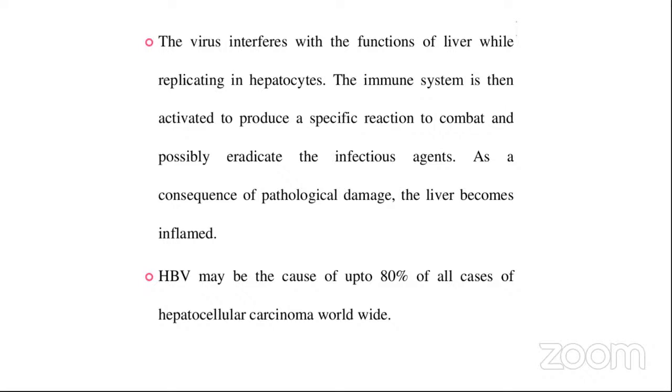So this hepatitis B virus may cause up to 80% of all cases of hepatocellular carcinoma worldwide. Okay, so hepatocellular carcinoma. All of you know that viruses have the ability to develop and interfere with our genetic material, and it may also result in liver cancer.